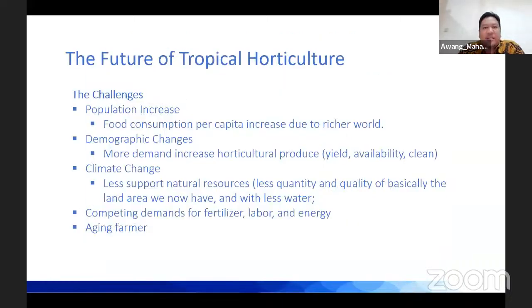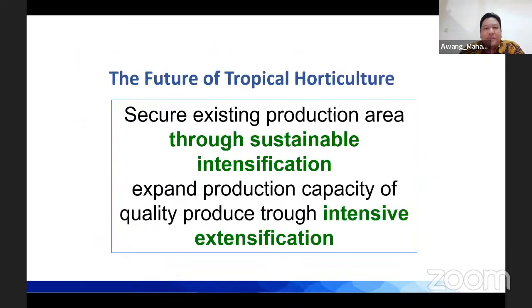So the challenge in the future of tropical horticulture consists of population increase, food consumption per capita increase due to a richer world, demographic change, and most important, climate change, with less support from natural resources such as less quantity and availability of water, competing demand for fertilizer, labor, and energy, and also aging farmers. So for the future, we should secure the existing production area through sustainable intensification and expand production capacity of quality produce through intensive extensification.